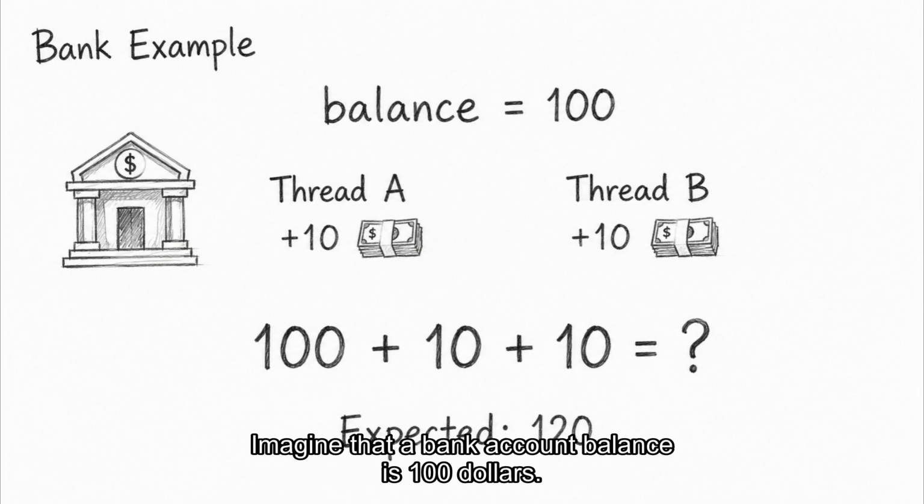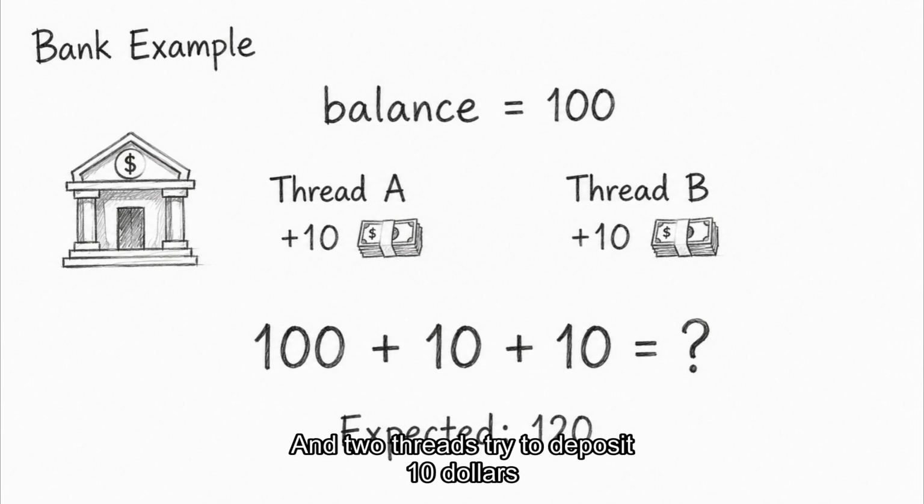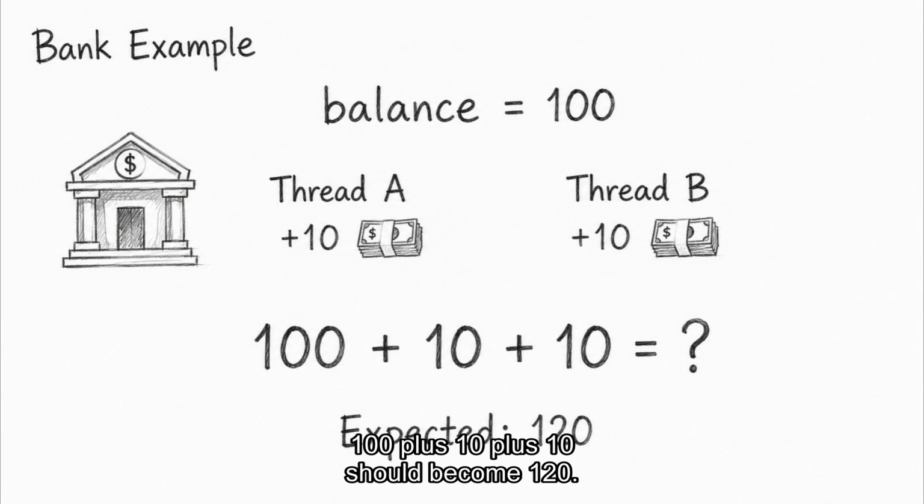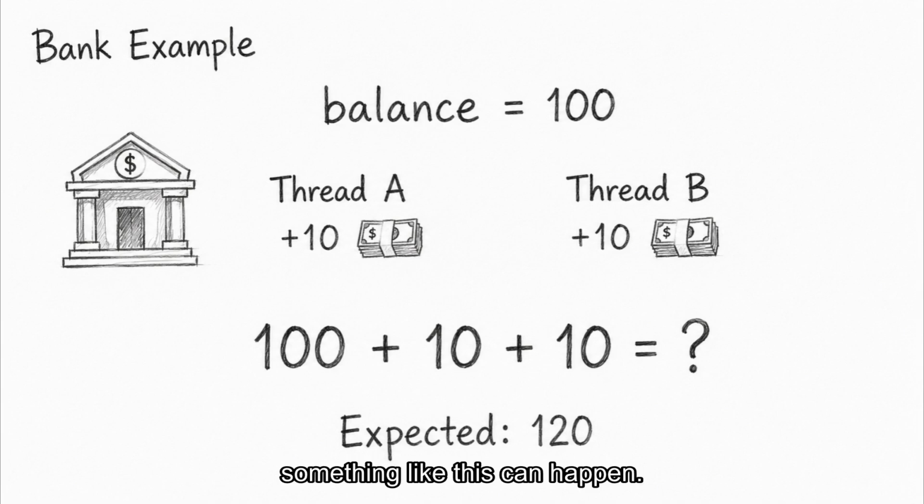Imagine that a bank account balance is $100, and two threads try to deposit $10 at the same time. Normally, 100 plus 10 plus 10 should become 120. So the final balance should be $120. But in reality, something like this can happen. Thread A reads the balance, so the balance is 100. At almost the same time, thread B also reads the balance, so it's also 100.